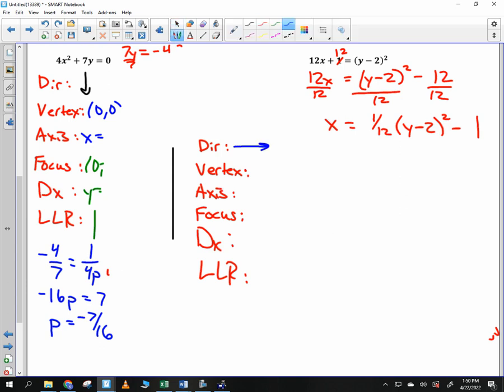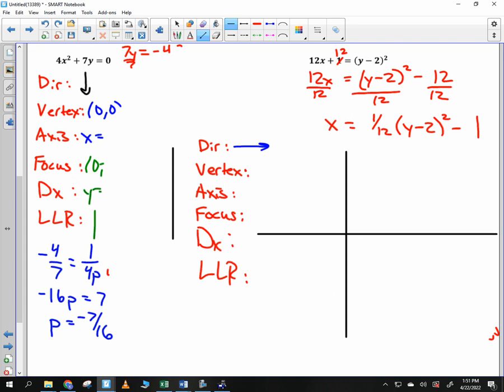You are correct, sir. Talk to your peers for 20 seconds and determine what you think the vertex is. Go. Five, four, three, two, one. Who's confident? -2, -1. -1, +2. I got that completely wrong.